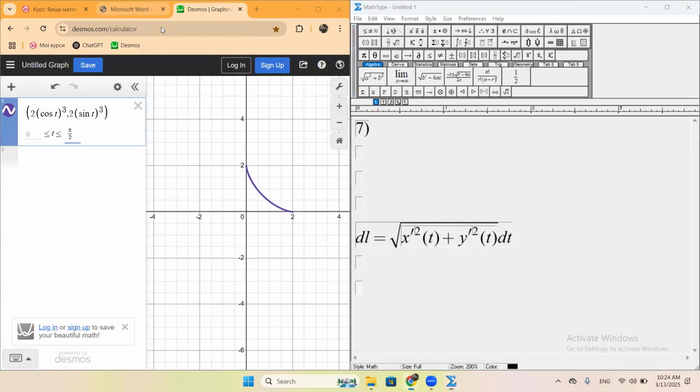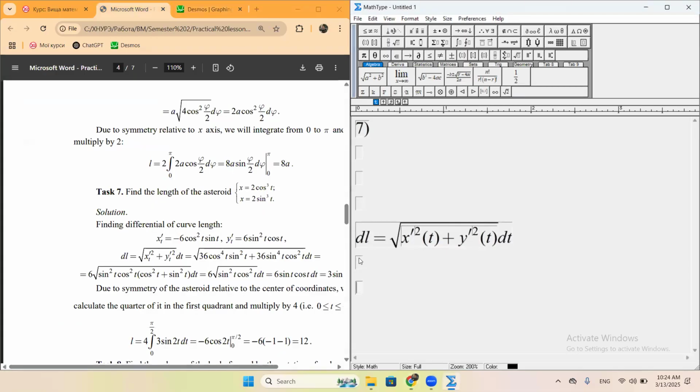So let's calculate these derivatives. So x prime from t equals minus 6 cosine square of t by sine of t. Y prime from t equals 6 sine square of t and by cosine of t.